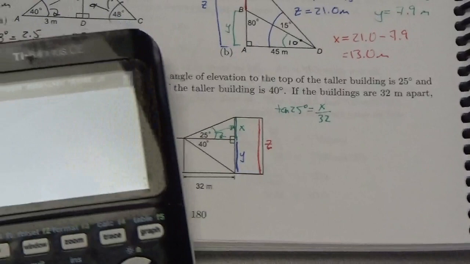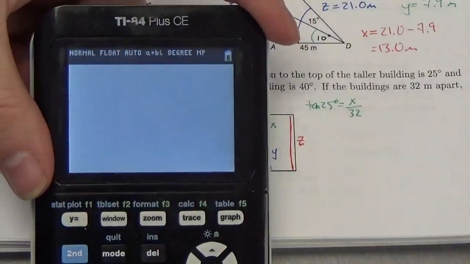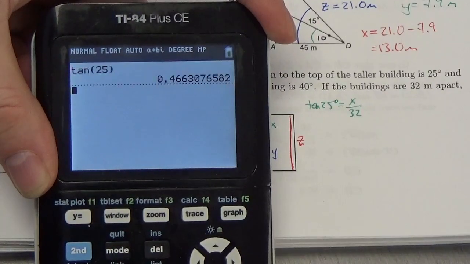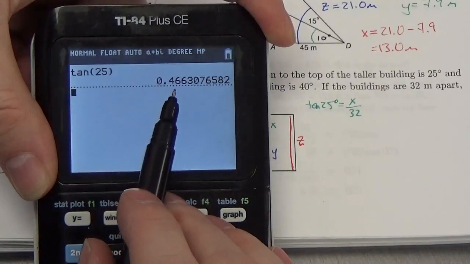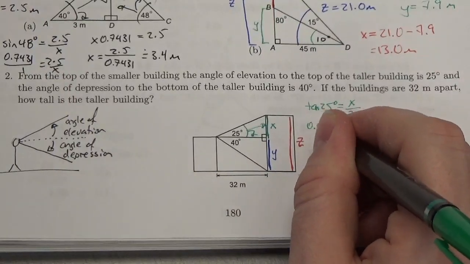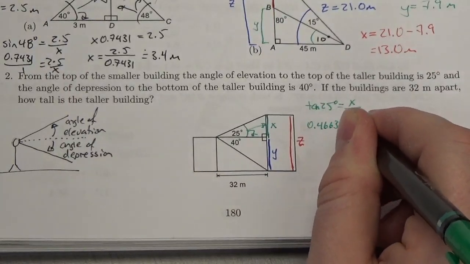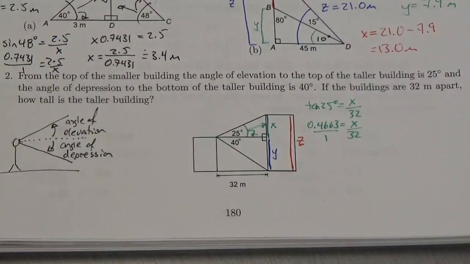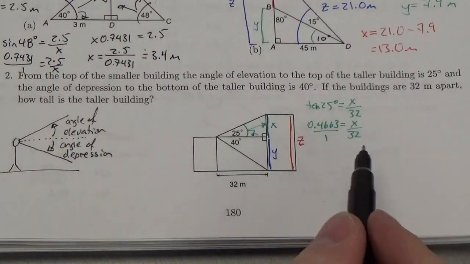Okay, well, the calculator knows what the tangent of 25 should be. So the tangent of 25 is 0.4663. Okay, so 0.4663, that's going to equal x over 32. I'm going to write that as 0.4663 over 1. I'm going to cross multiply.